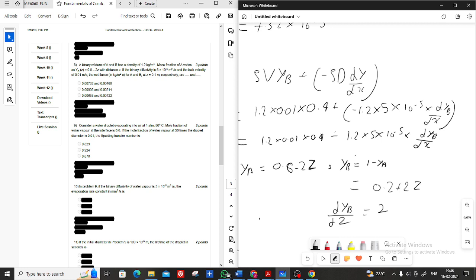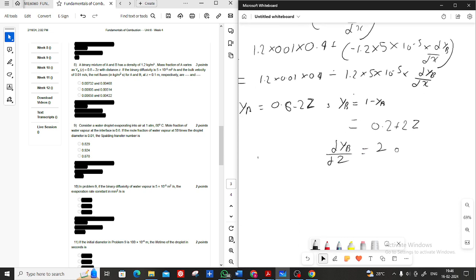Is Arjun? 0.4 coming, sir. See, YB is equal to 0.2 plus 2 into Z. Yeah, so it will come 2, right? Okay, sir. That means the mobile calculators are wrong, sir. Just to differentiate this, you need not any calculator.